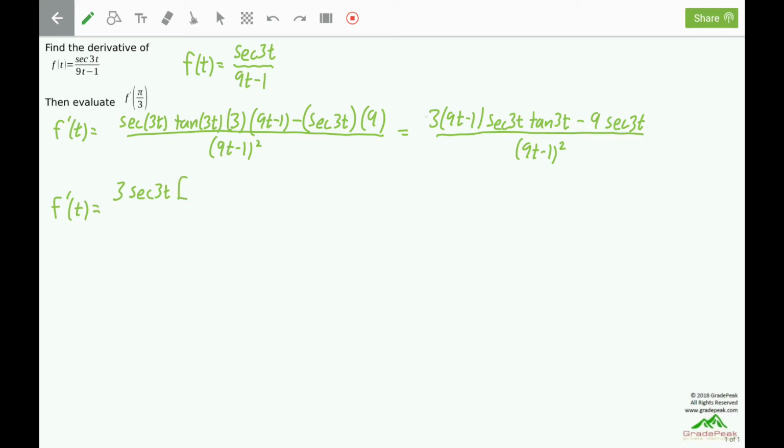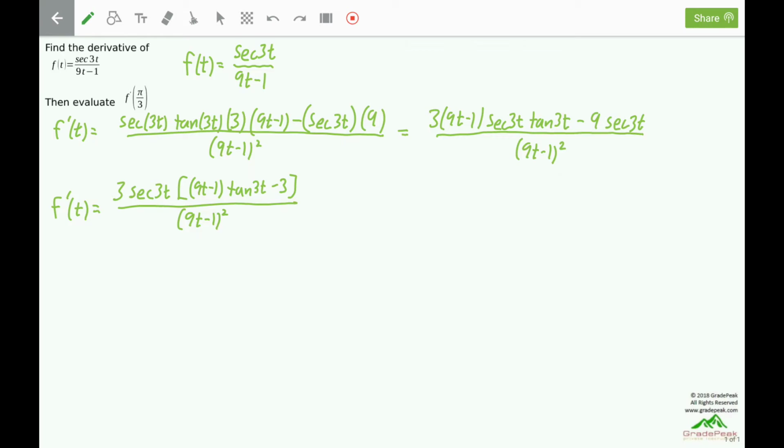Now for this first term, we took out the 3 and the secant of 3t, so there's what we should have left: 9t minus 1 times tangent of 3t. And for the second term, we took out a 3, which will leave a 3, and we took out the secant of 3t. And there's what we should have left. It's just a negative 3. So negative 3. And then all of this is divided by that denominator, 9t minus 1 quantity squared.